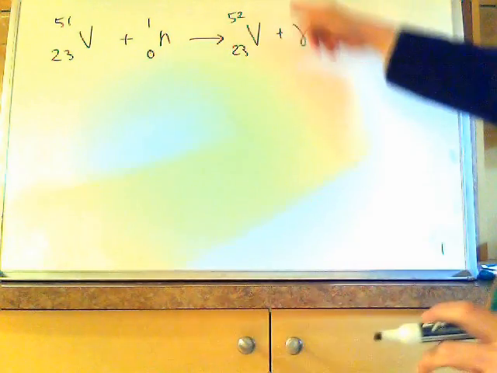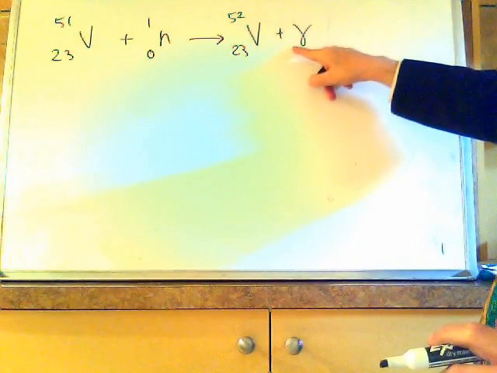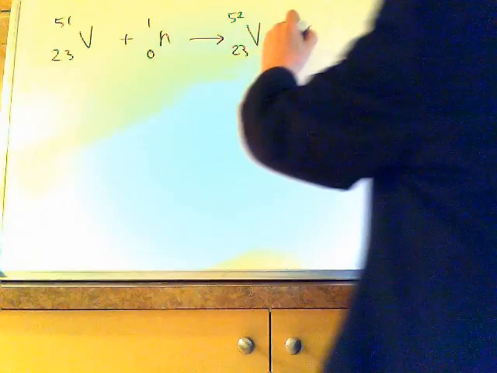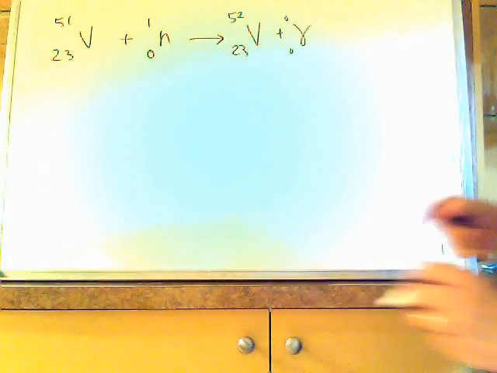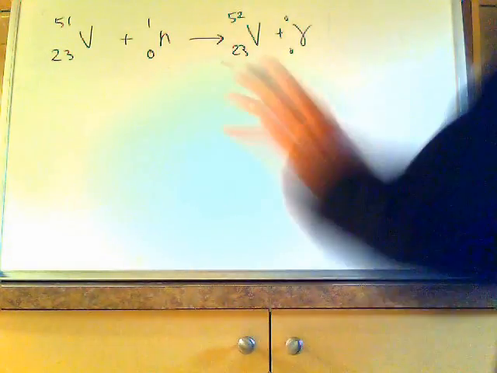Well, the gamma photon doesn't have any mass. It's not going to change either its atomic mass or atomic number. So basically, if we wanted to write it, it would be 0, 0. We don't need to do that, but that would actually completely balance this.